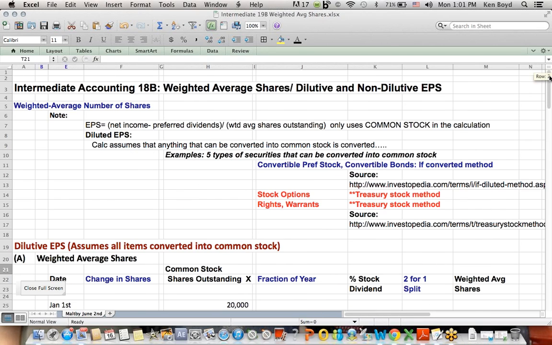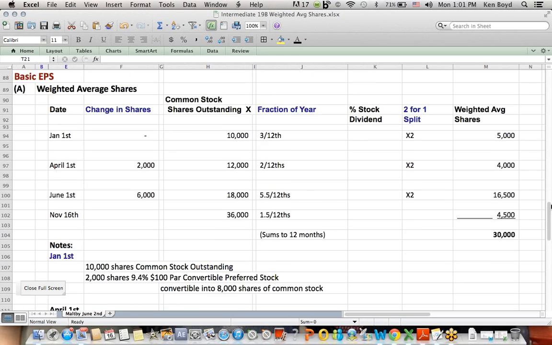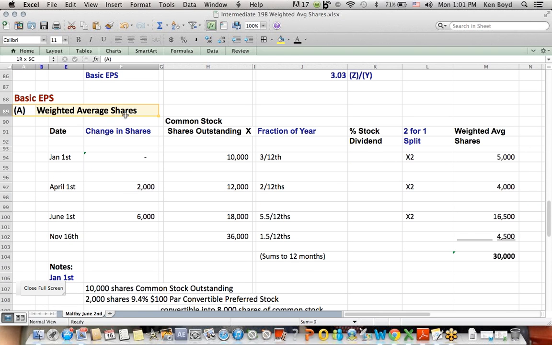So what I want to do first is go down and talk about a calculation of weighted average shares, assuming that none of the convertible items are converted. So this is non-dilutive earnings per share. Let's assume that nothing that can be converted is converted. Our scenario is that on January 1st, we have 10,000 common shares outstanding. On April 1st, we issue 2,000 more. And on June 1st, we issue 2,000 more.